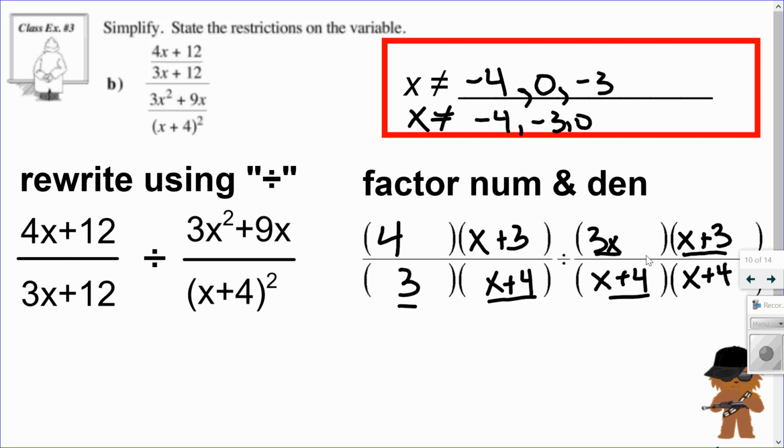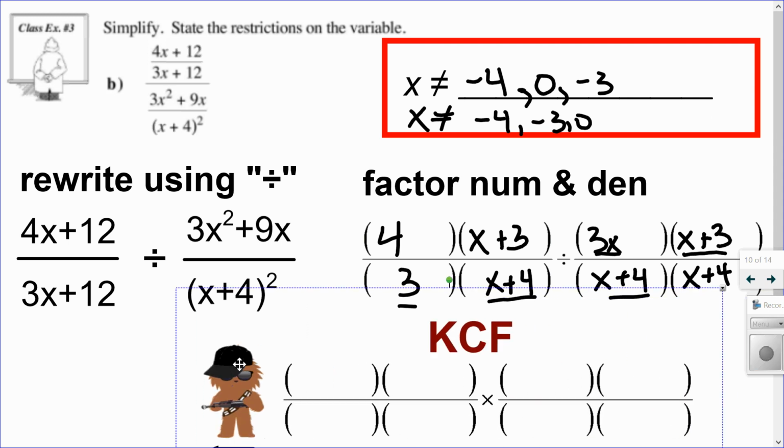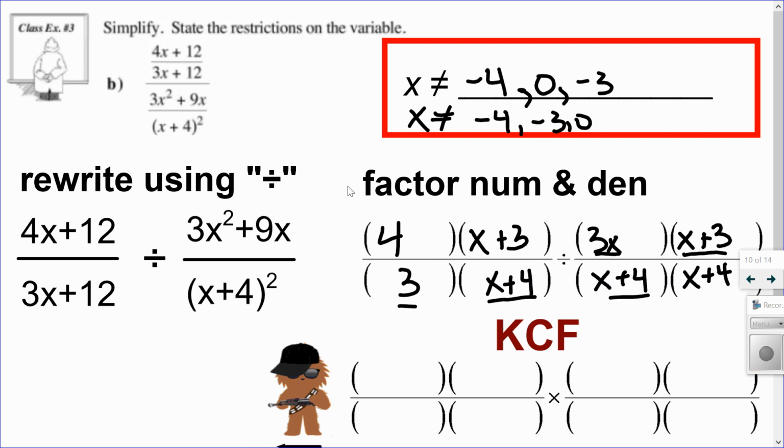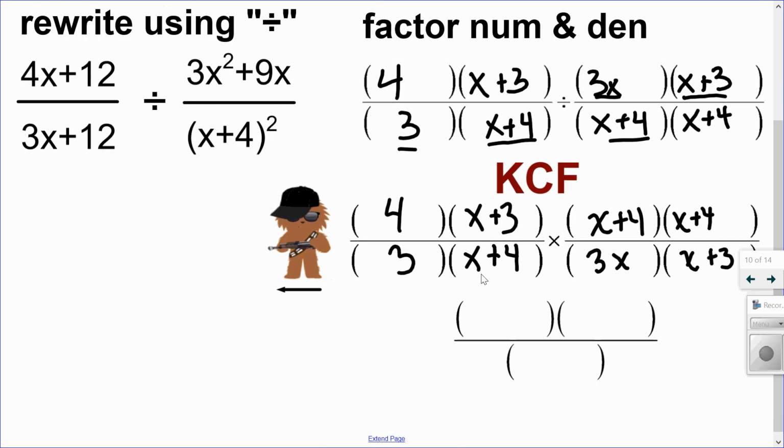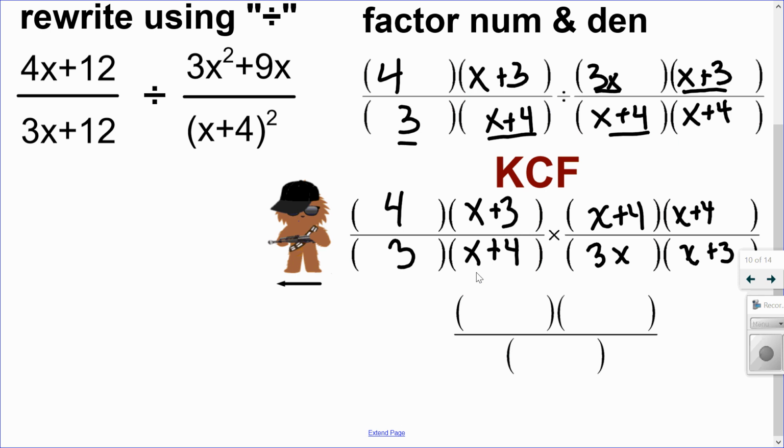So now that I've factored and I've stated my restrictions, I'm going to keep, Chewbacca, fly. Keep, change, and flip. So keep my first fraction the same. Change division to multiplication, and flip my second fraction. Okay, so now that I've done that, I'm going to look for common factors to cancel. So I have an x plus 3 with an x plus 3, an x plus 4 with an x plus 4, and that is it. So 4 and x plus 4 all over 3 times 3x is 9x, and that would be my final answer.